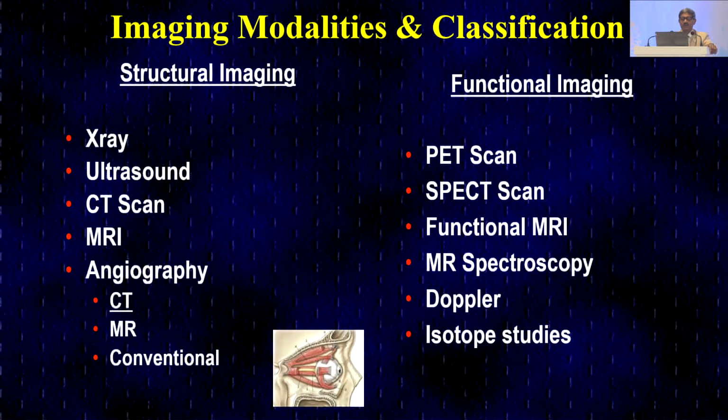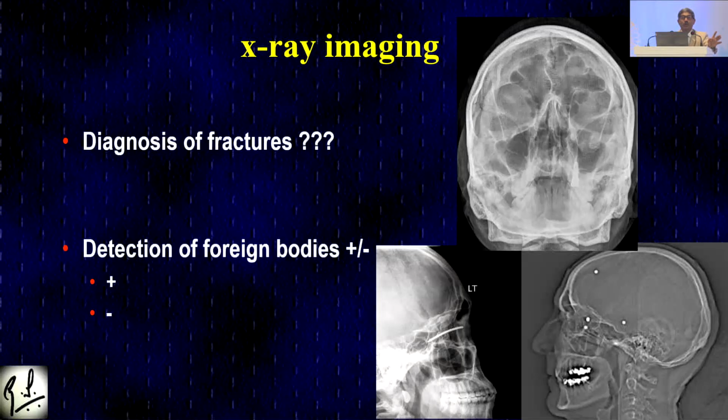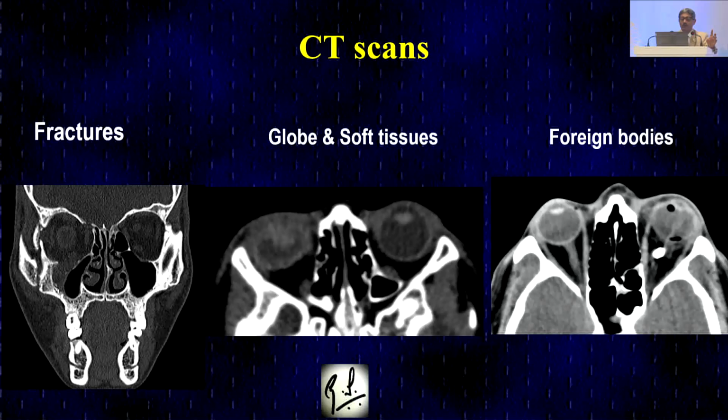These are the various imaging modalities of choice. We no longer use X-rays. The only purpose of an X-ray is in an emergency room in a general hospital to screen for radio-opaque foreign bodies, not all foreign bodies. Remember, there are other foreign bodies which can be missed. So CT scan by default is the imaging of choice.